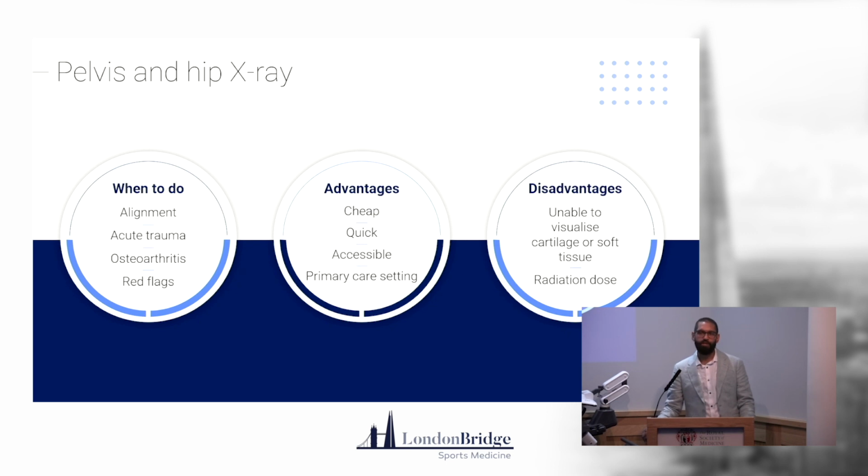Acute trauma: if someone's had a fall and has difficulty walking in the A&E setting, for example, or in the minor injury type care setting, X-ray is going to be your first investigation. Very easy to do. Can rule out lots of different pathologies. Again, you've got to be specific about your questioning.